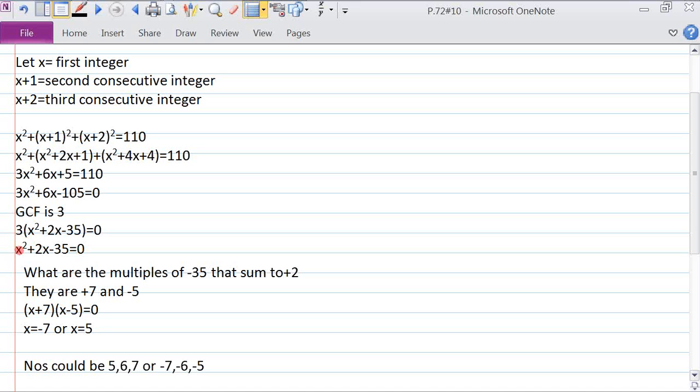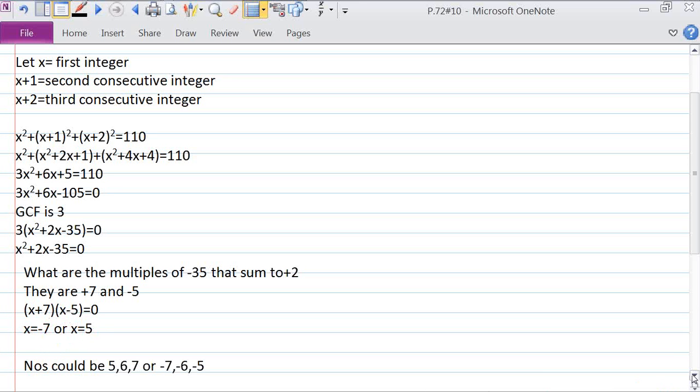If I just drop this 3, I take this and factor it, and the factors are x plus 7 and x minus 5. The first times the first gives me x squared. The inner one is plus 7x. The outer one is minus 5x. And I get plus 2x, and plus 7 times minus 5 is minus 35, equals 0. So the solutions, if x plus 7 times x minus 5 equals 0, are that x could equal minus 7 or that x could equal 5.